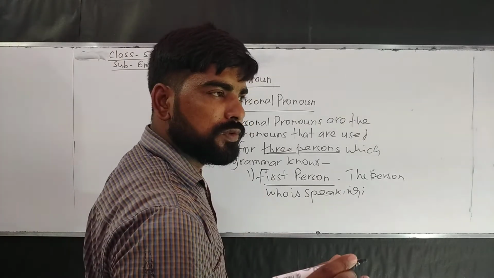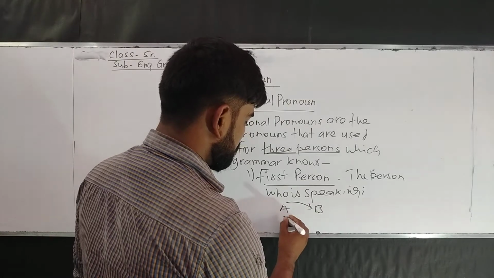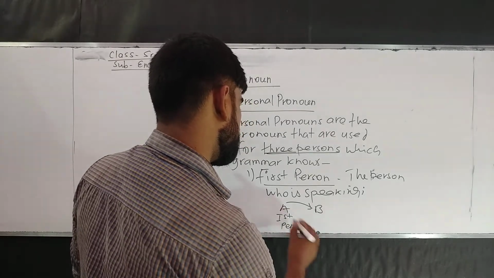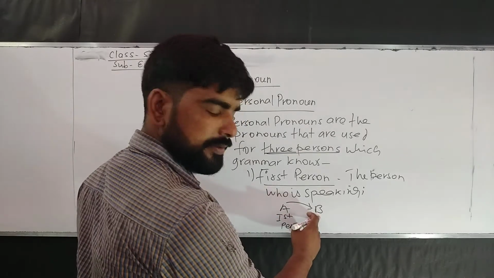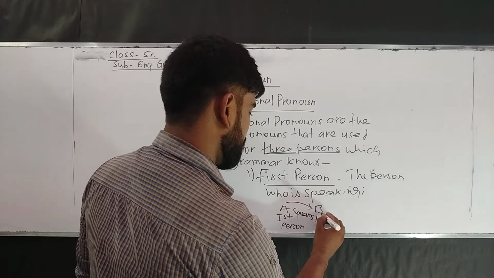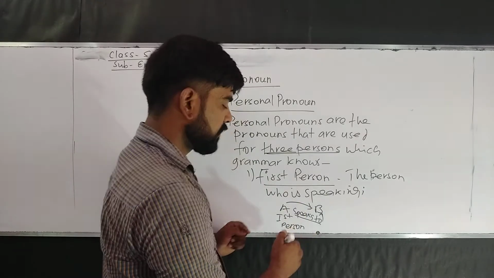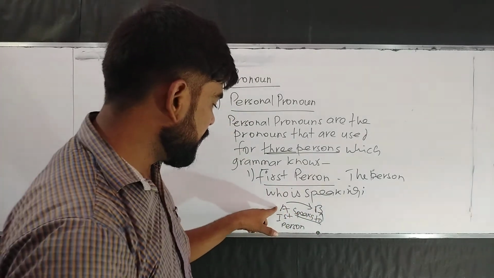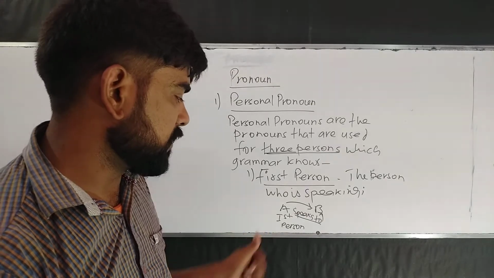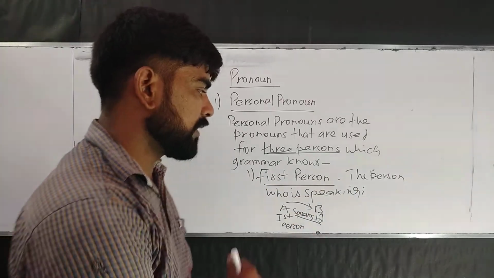Let's talk of two boys, A and B. A is the first person because A is speaking to B. A speaks to B, and B is listening to A. So if A talks to B, when it speaks, it is the first person. Thus we know the first person is the person who is speaking.